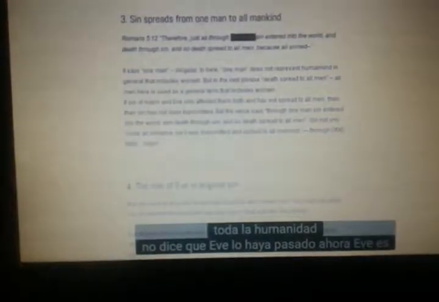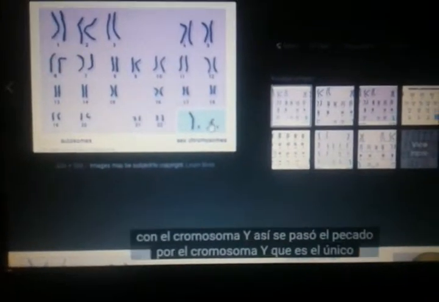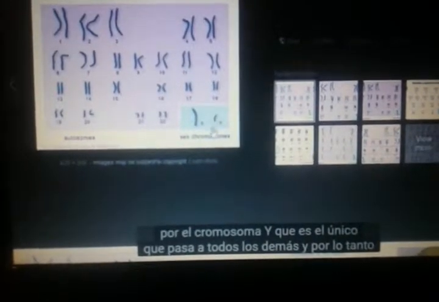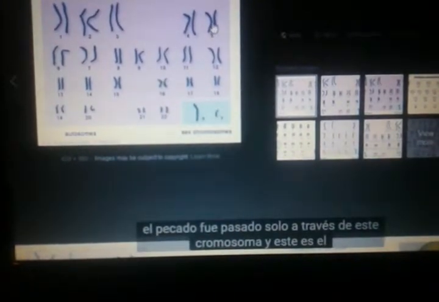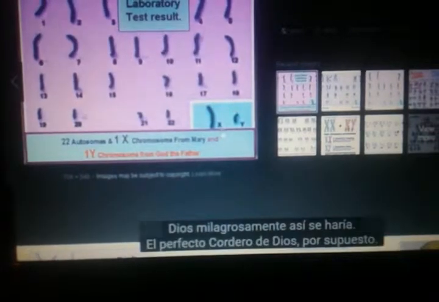So this is where you have one thing that is able to pass the sin onto all mankind. It doesn't say Eve passed it. Now, Eve is all X chromosome. Adam is the only one with a Y chromosome. So sin was passed by the Y chromosome. That's the only one that passes onto everyone else. So sin was passed only through this one chromosome. And this is the one chromosome that was added directly by God miraculously. So this would make him the perfect Lamb of God.